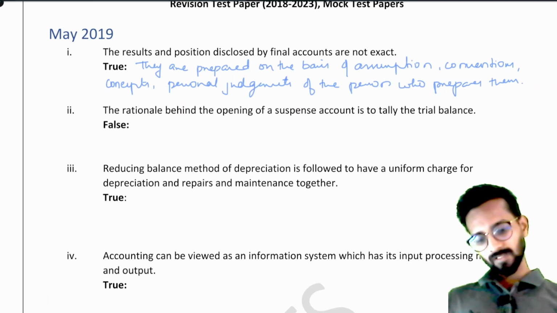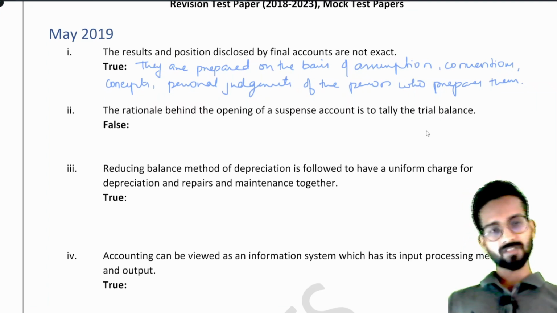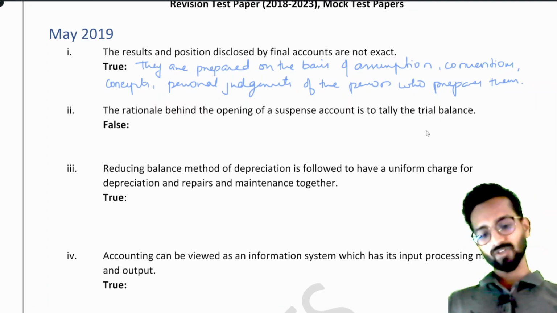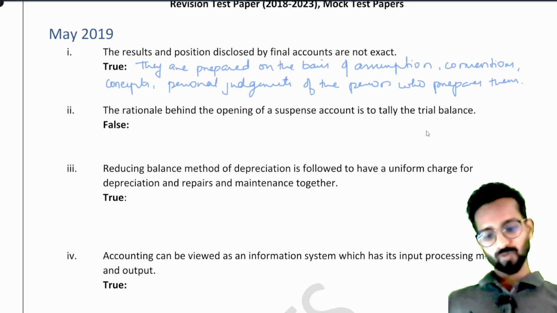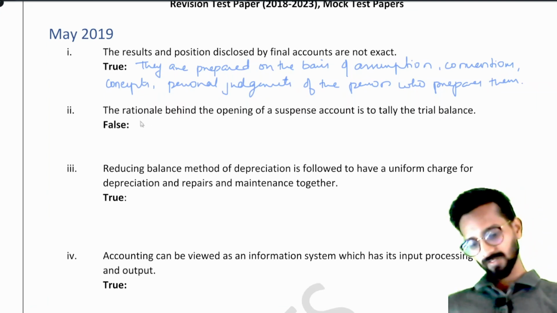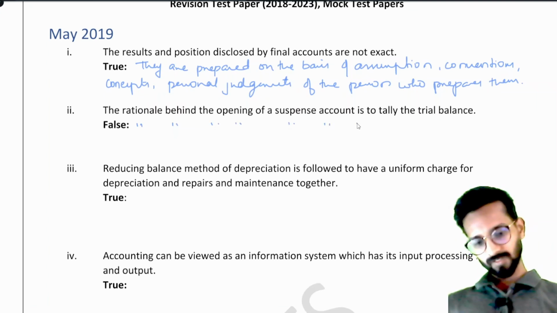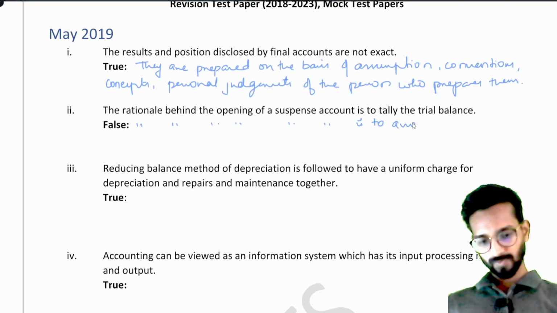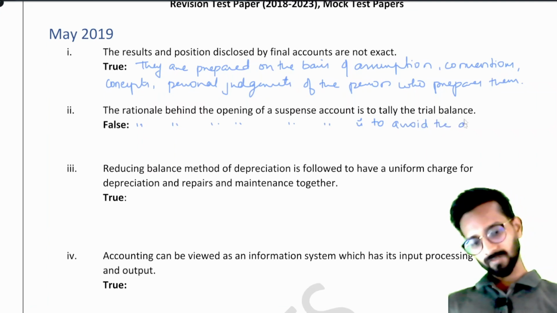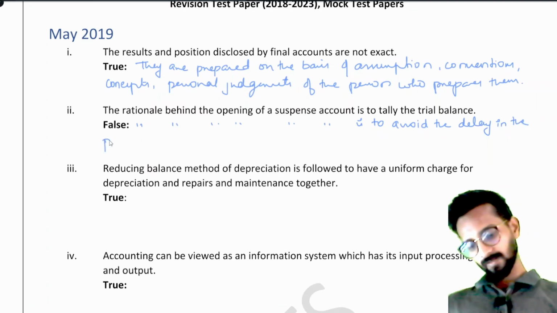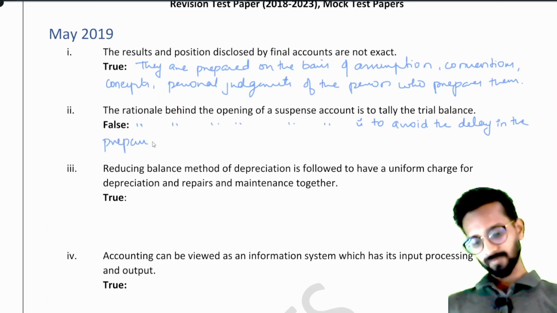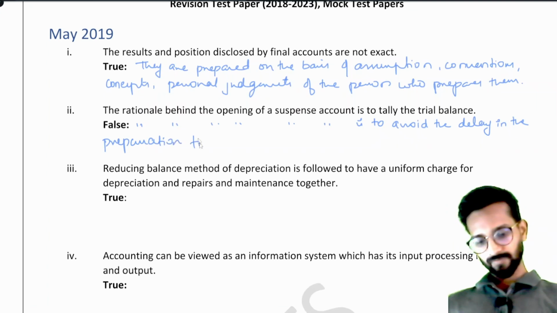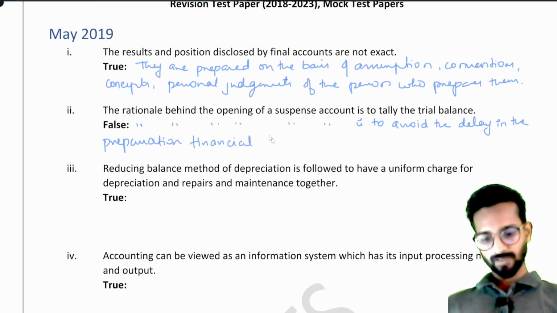Next we have: the rationale behind the opening of suspense accounts is to tally the trial balance. See, it is obviously not to tally the trial balance. It is not that if the trial balance is not tallying, you can just open the suspense account. The statement is false. The rationale behind the opening of a suspense account is to avoid the delay in the preparation of financial statements, or you can say final accounts.